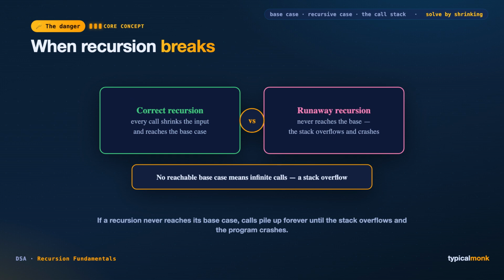So the takeaway: correct recursion shrinks toward a reachable base and unwinds cleanly. But if the base is never reached, calls pile up until the stack runs out of space and the program crashes with a stack overflow.